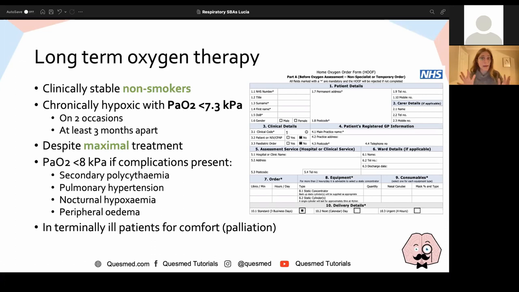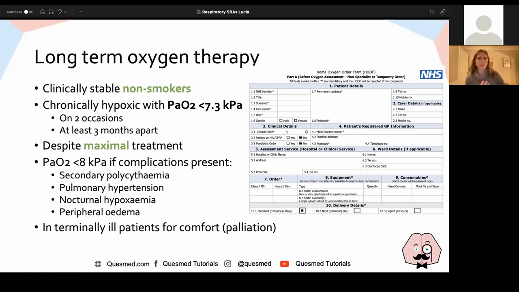But what you're looking for in these patients is someone who's chronically hypoxic, and the marker that you'll be looking at is a PO2 of less than 7.3 on at least two occasions, at least 3 months apart, despite having tried everything, including smoking cessation and maximizing your medical therapy. You might go for a slightly higher PO2 if there are other complications such as polycythemia, pulmonary hypertension, or peripheral edema, so they're starting to get cor pulmonale, and then you might give them oxygen therapy a bit sooner.